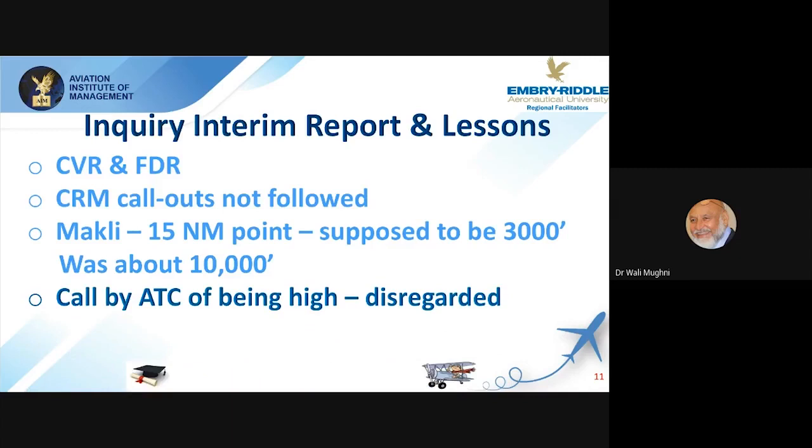Also, the call by the ATC about being high was disregarded. The air traffic controller is looking at the radar, and he knows that this aircraft, 8303, was supposed to be at 3,000 feet at Mughni, and he's registering somewhere close to 10,000 feet, which is substantially higher. If it had been about 1,000 feet higher, it would have been different. He gave a call, but not in a very affirmative or positive way. It was only advisory.